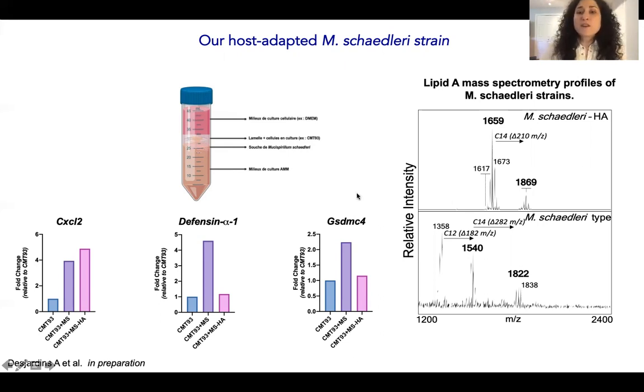Now, we know that it is often components of the bacterial cell wall that can induce inflammatory reactions in the host. One suspect would be lipid A. And so what we did is, by mass spectrometry, we looked at lipid A profiles in both of our strains. And surely enough, we found that our M. chedlari host-adapted strain had a distinct lipid A mass spec profile compared to the type strain. And now we're doing further studies to look at the implications of these different lipid A profiles in our host cells.